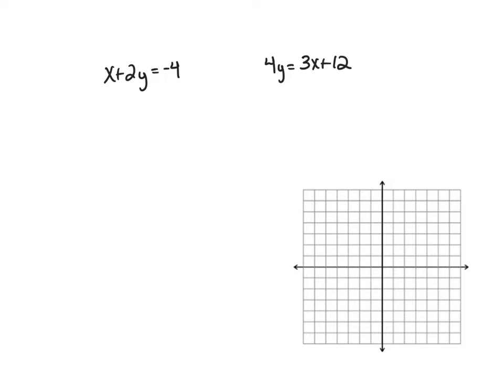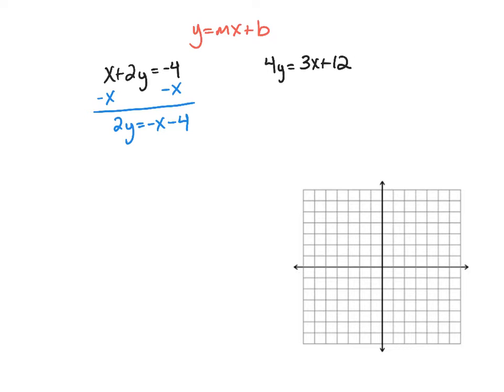In this problem, we have a system of equations, and in this particular instance, we're going to solve the system of equations with the graphing method. So the first thing I need to do if I'm going to graph is get them into slope-intercept form, y equals mx plus b. So in the first equation, I know the x is on the wrong side, so I'm going to subtract x from both sides of my equation. I'm going to get 2y is equal to negative x minus 4.